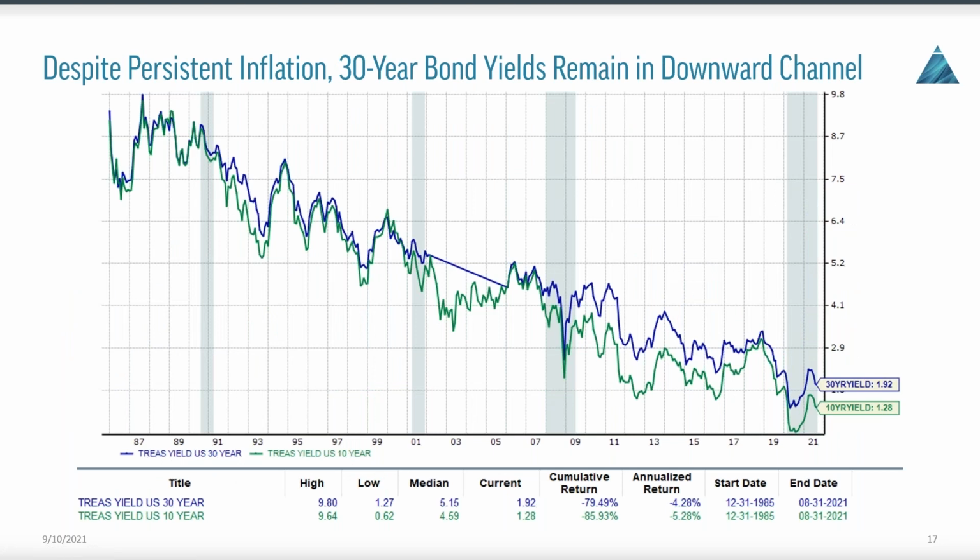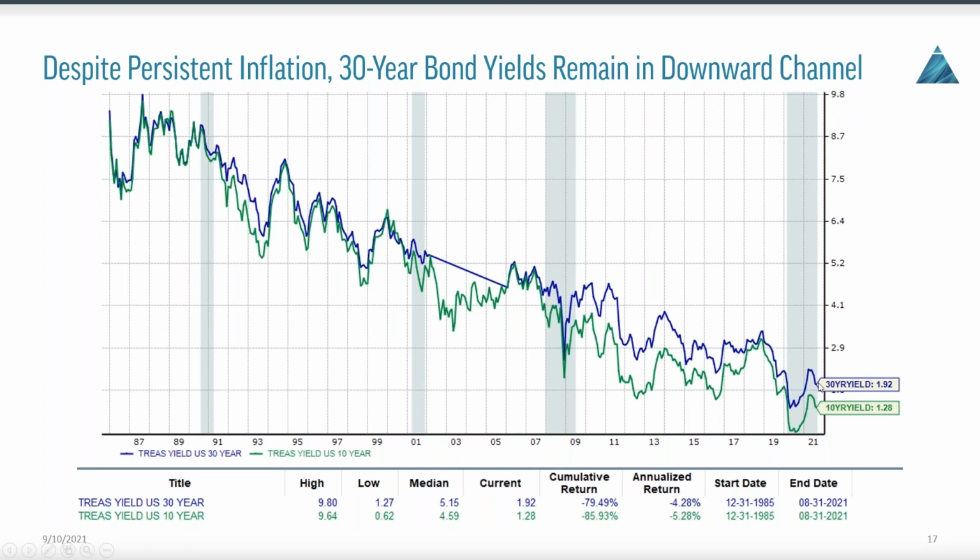Also, again, despite persistent inflation that we're seeing from the CPI, right? 30-year bond yields still remain in a downward trending channel. We did see 30-year bonds rally from that all-time low that we saw set. But again, we don't see a whole lot here. It's still setting lower lows and lower highs as well. So that rally that we saw in yields earlier this year is still, in my view, not very relevant. And now we're seeing yields once again resume that downtrend.